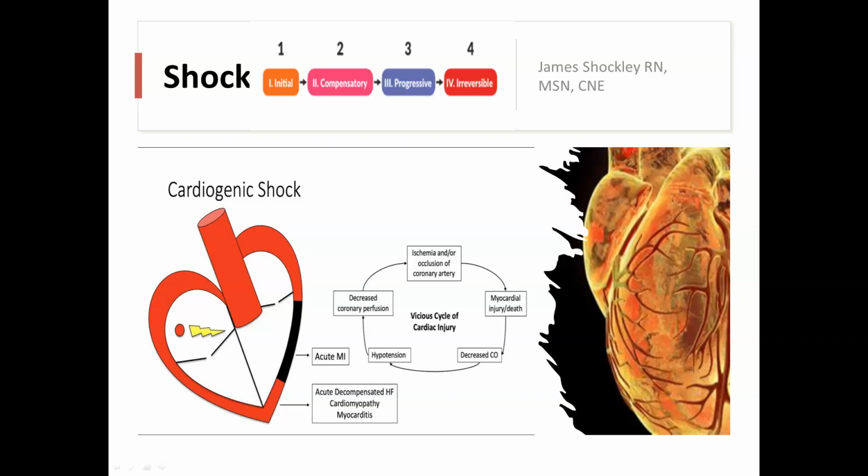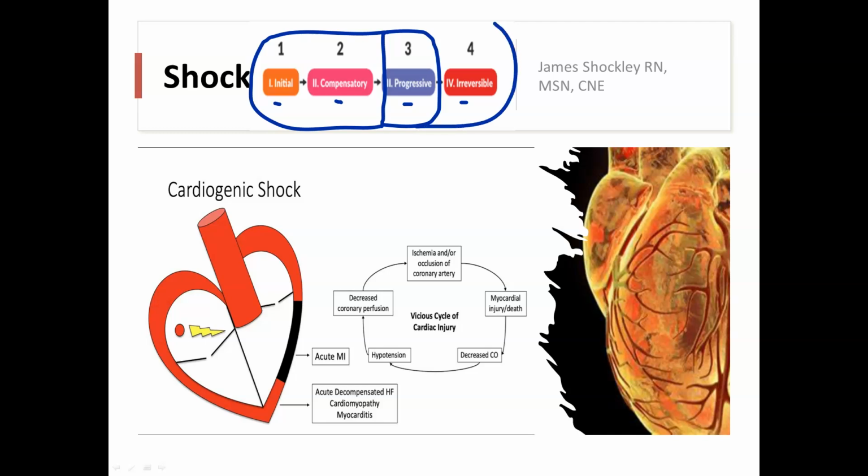we have the progression of shock, and we do see it's initial, compensatory, progressive, or irreversible. If I'm a stellar nurse, I'm going to catch it here. If I'm an okay nurse, I'm going to catch it here. If I'm somebody who didn't study for the cardiac exam, there we go. Don't get to that point. Once it's at that point, there's not a whole lot that we can do for a client to restart where they need to be in relation to cardiac output.